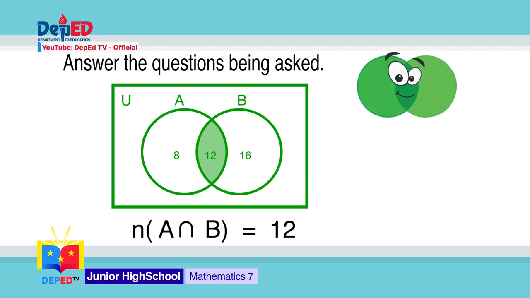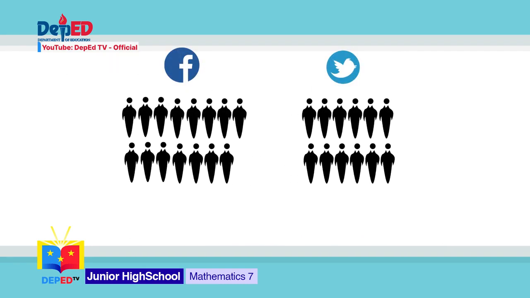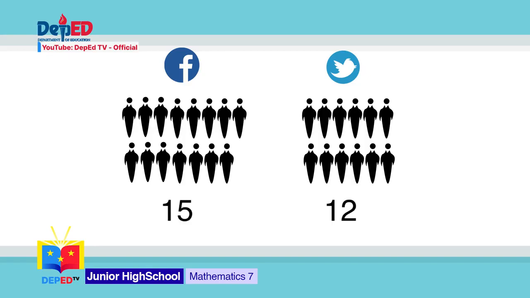Let us now have another example. A group of high school students were asked whether they use either of the two social media networking sites, FB or Twitter, or they used both. Out of the students, 15 used Facebook and 12 used Twitter.